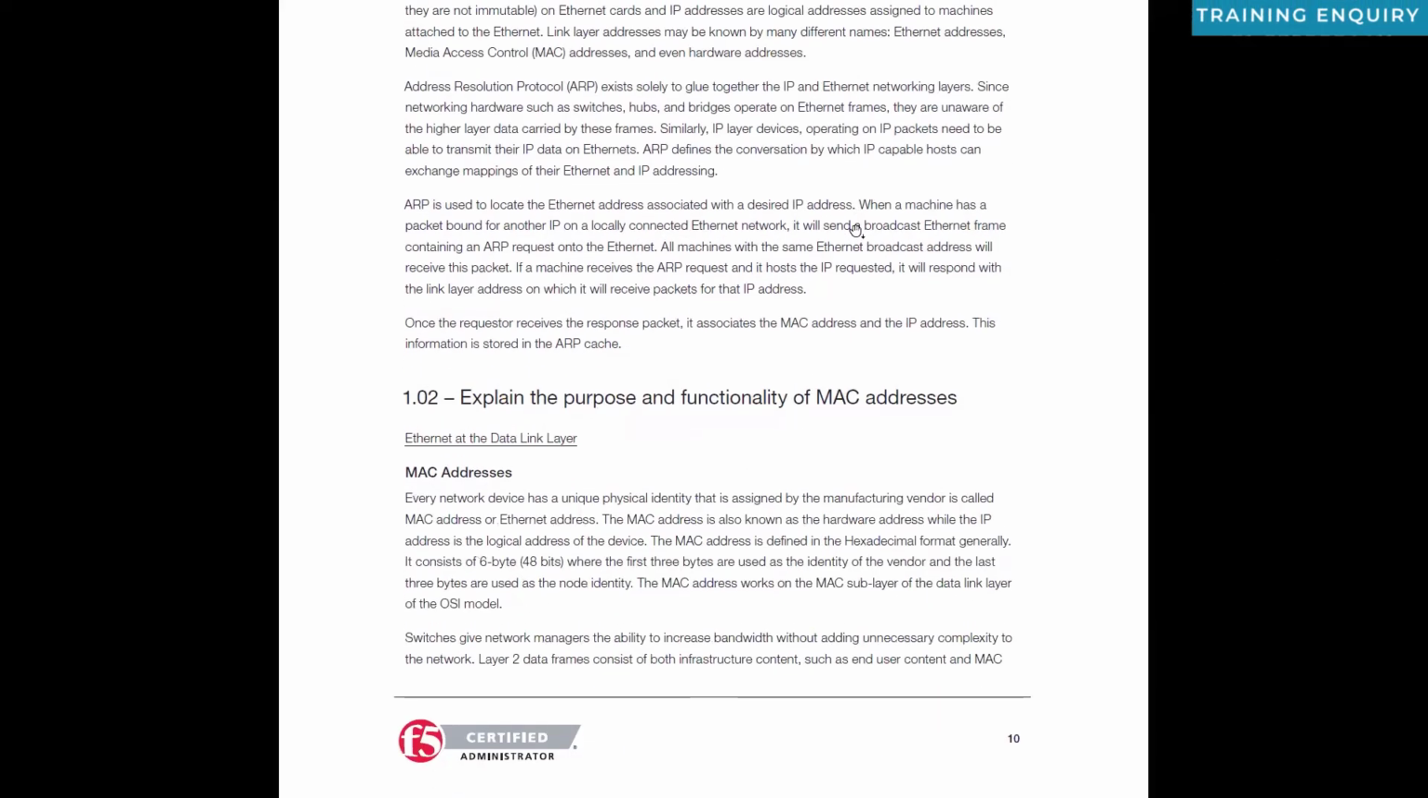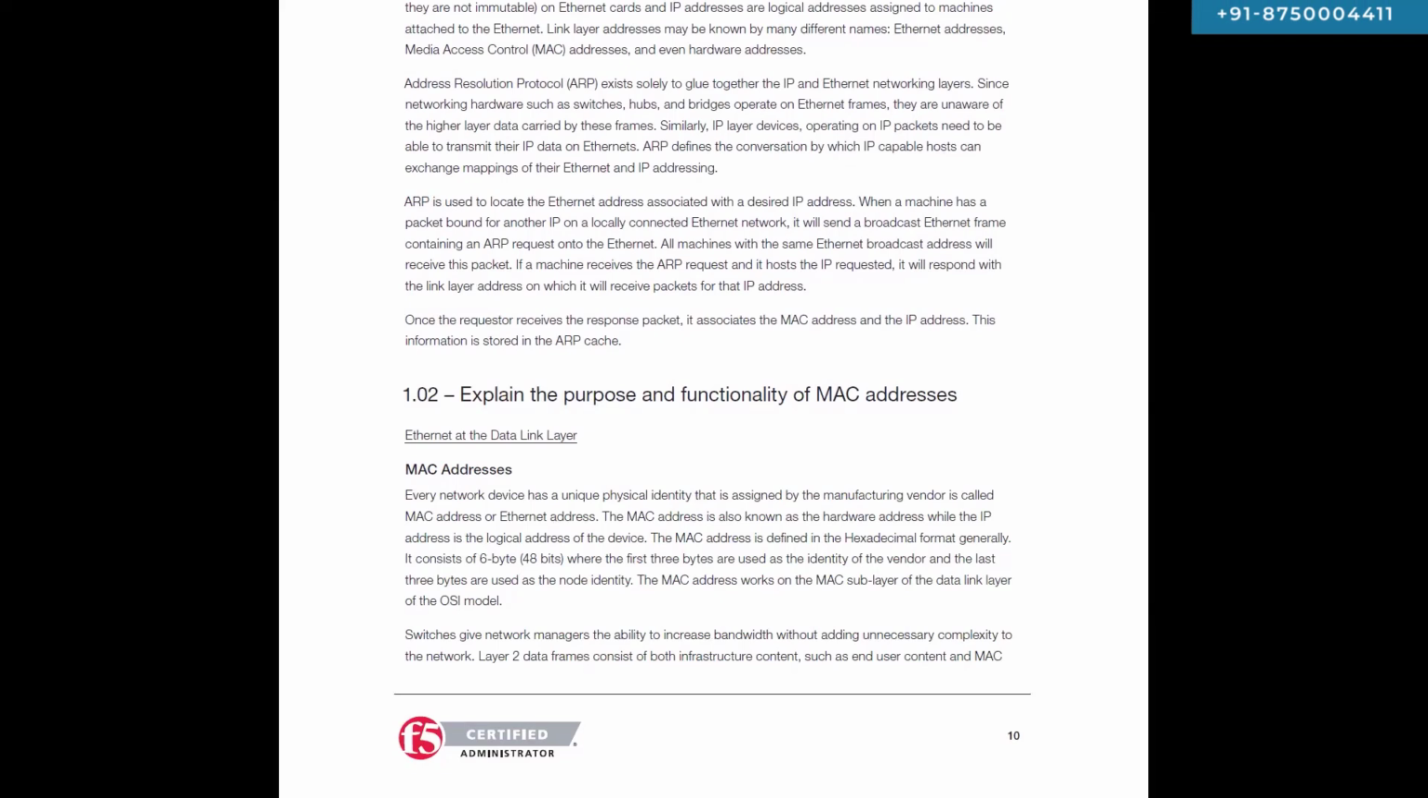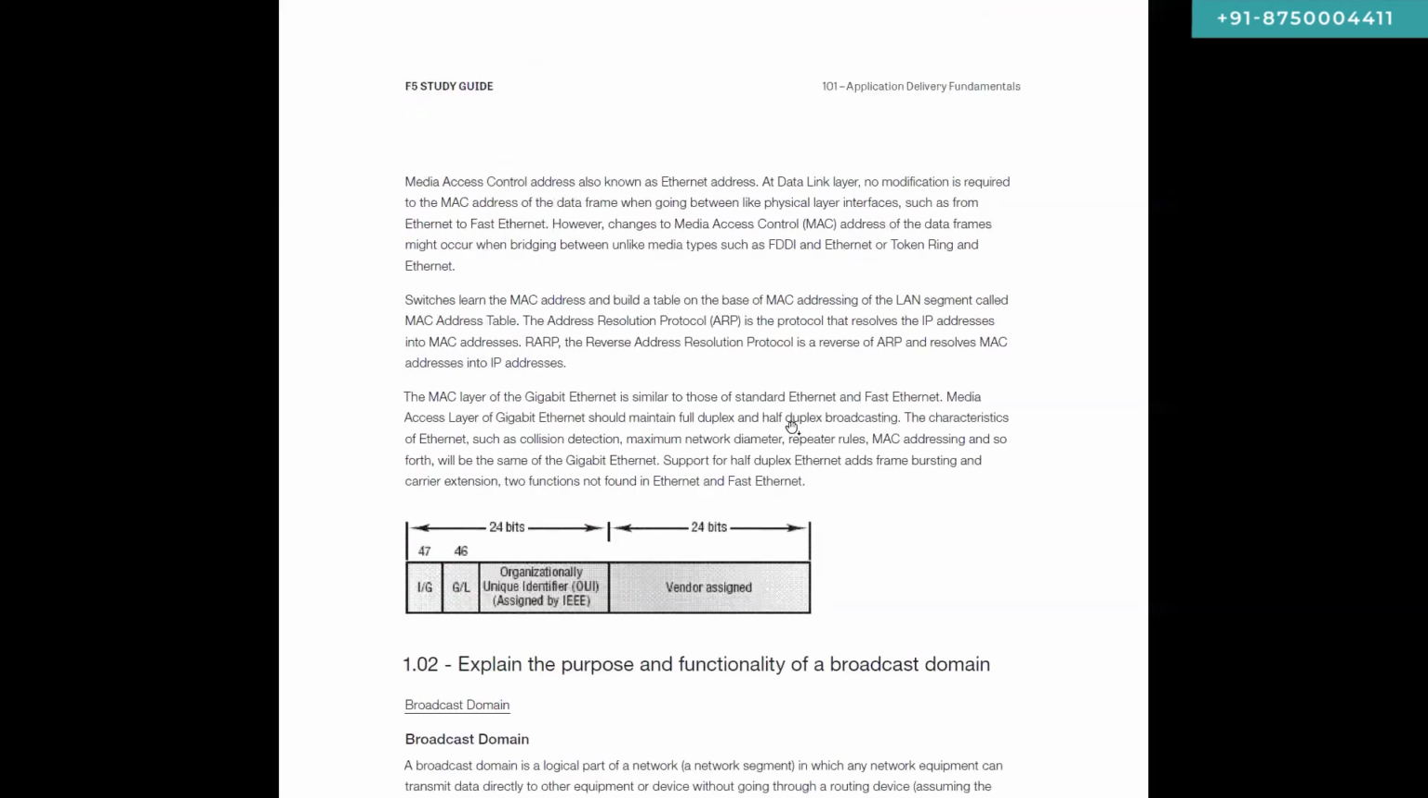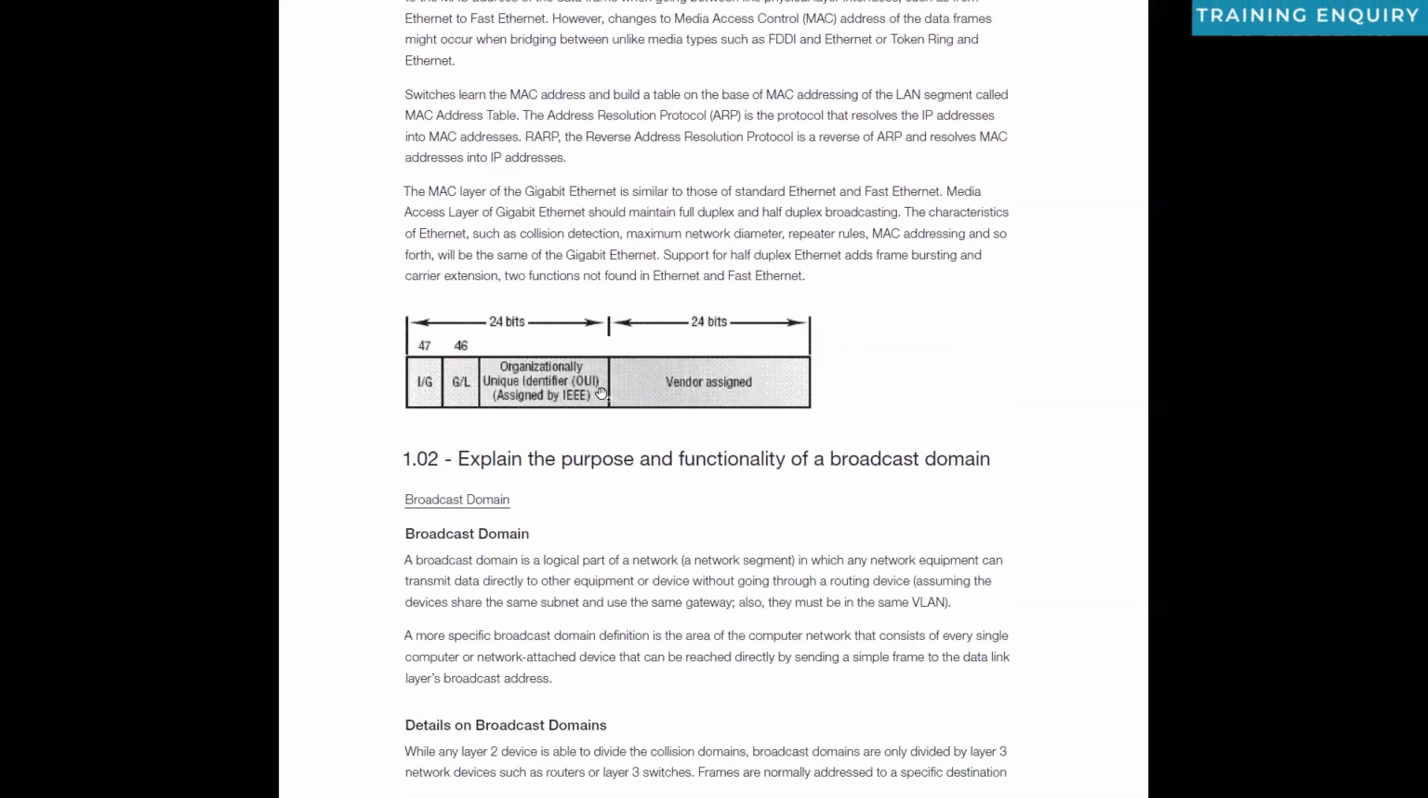But if you talk about MAC addresses, we need to understand that MAC addresses have 48 bits, which means 6 bytes. You can also see that MAC addresses are further divided into the vendor assigned part and the OUI. I don't want to move into what OUI or vendor assigned is. All you need to understand is that at layer 2, we have the concept of the MAC address for the Ethernet technology. Remember that at layer 2, only if you are using the Ethernet technology is there a use case for the MAC address.